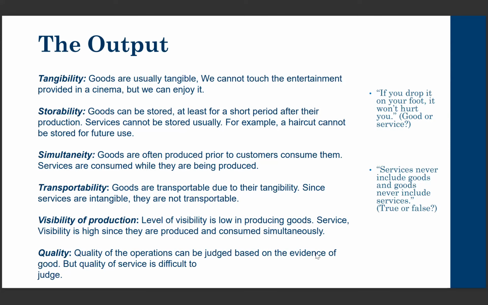And then simultaneity. Simultaneous means occurring at the same time. Goods are often produced prior to customers consuming them. We produce the computer, and we go and buy the computer from a shop, which is already produced. But services are consumed while they are being produced. Again, the example of a haircut. We are in a salon and they are doing the haircut in front of us, which means simultaneously, at the same time.